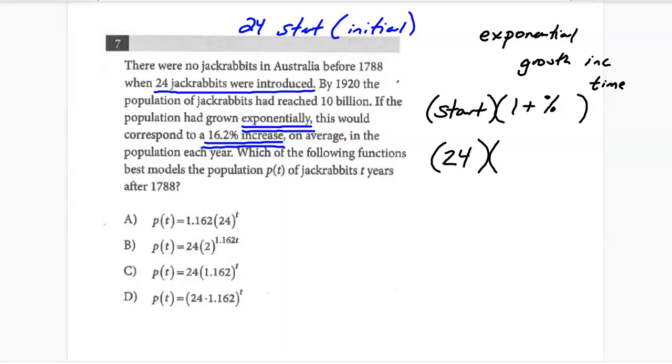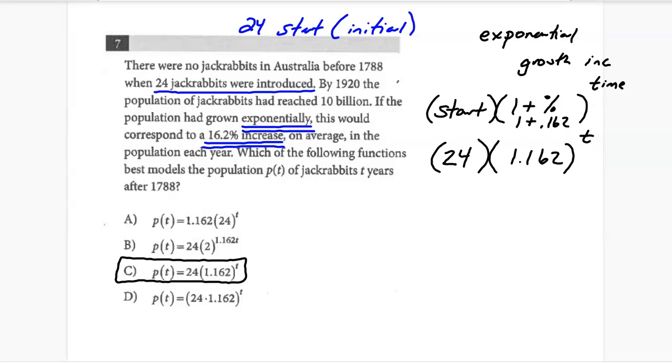So we have a 1 plus 16.2%. As a decimal, that is 0.162. You move the decimal 2 to the left. So that's a 1.162. That shows 16% increase. And then we have our time. So looking down here, it looks like the correct answer is C.